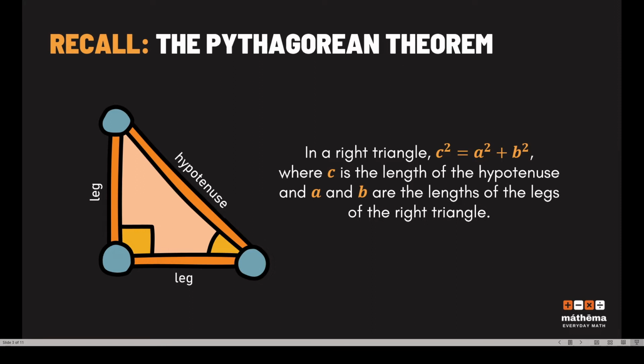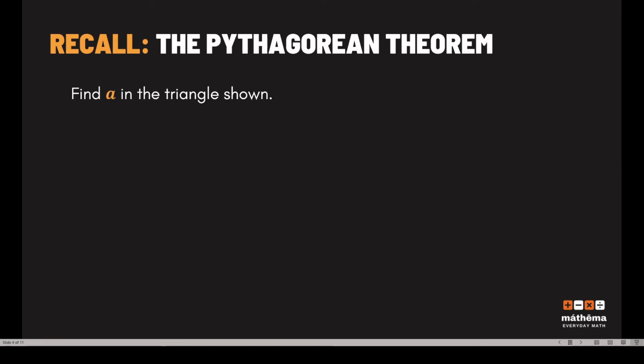For example, if we have this triangle, the hypotenuse will be our C, and then one leg is our A, and the other leg will be our B. So in this right triangle, C squared is equal to A squared plus B squared. Again, C is the length of the hypotenuse, and A and B are the lengths of the legs of the right triangle. So for example, find A in the triangle shown.